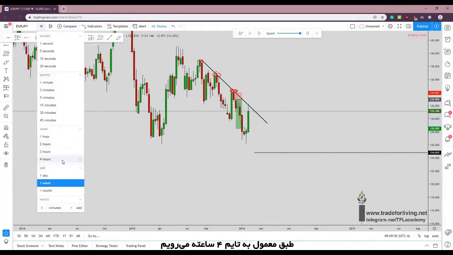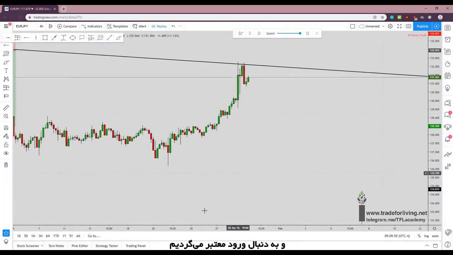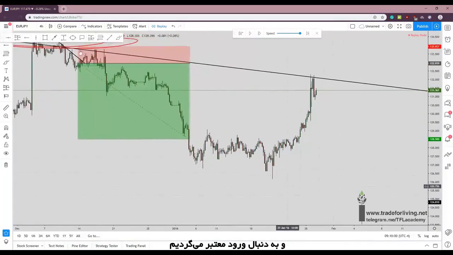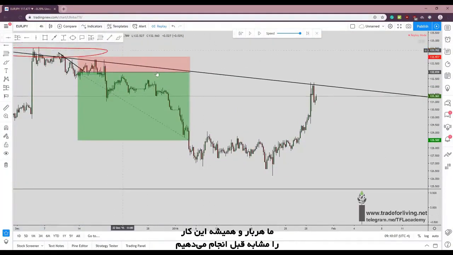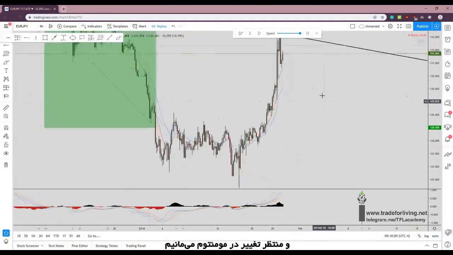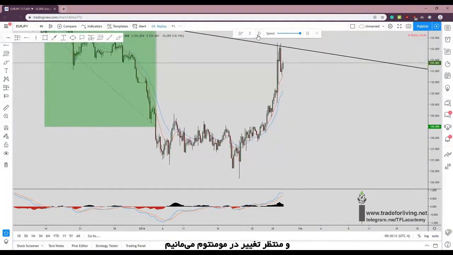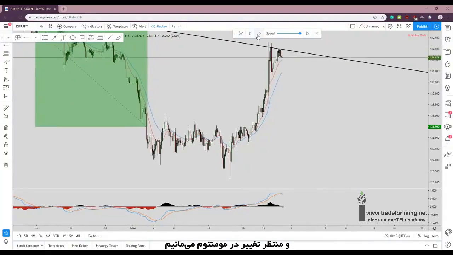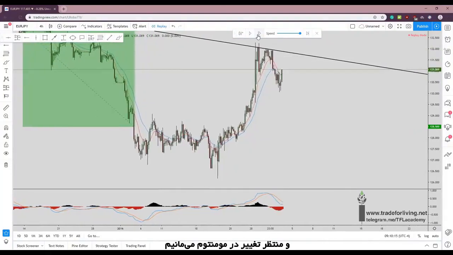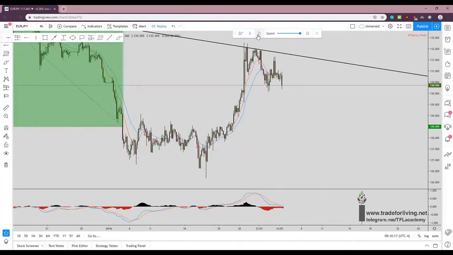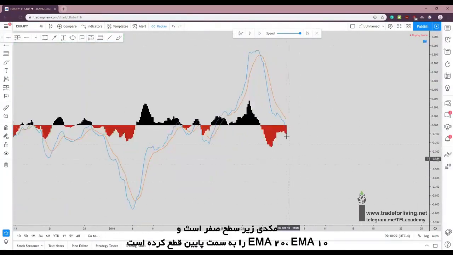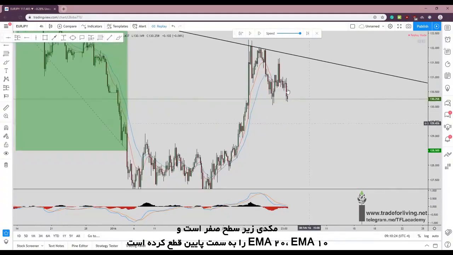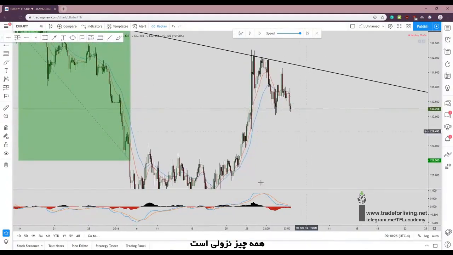So moving down on the 4-hour, as usual, we will be looking for a valid entry. We will be bringing our indicators. You already know exactly what we're supposed to do. We do this each and every time in the exact same way, and we will wait for a shift in momentum. So now we just got a shift in momentum. The market has broken below the MACD, 10 EMAs below the 20, everything is pushing to the downside.